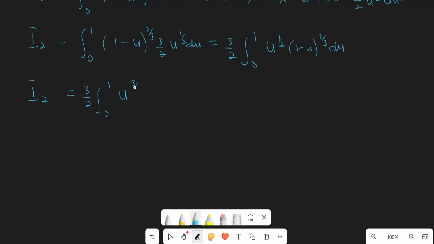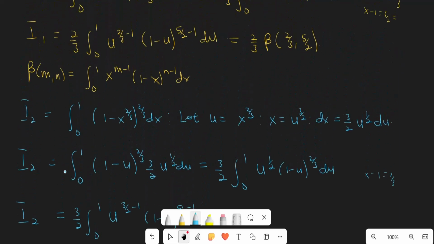So that is going to be 3 over 2 minus 1, and then 1 minus u raised to the power 2 over 3. What number minus 1 will give you 2 over 3? Well, that is 1 plus 2 over 3, which equals 5 over 3, right? So that is going to be 5 over 3 minus 1. So that is how this integral can be expressed.